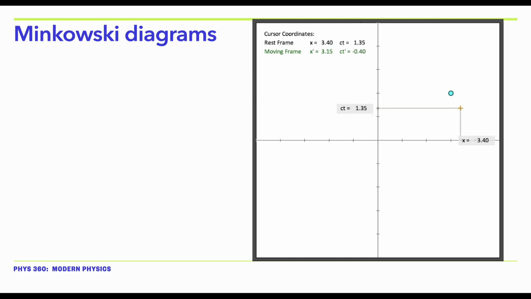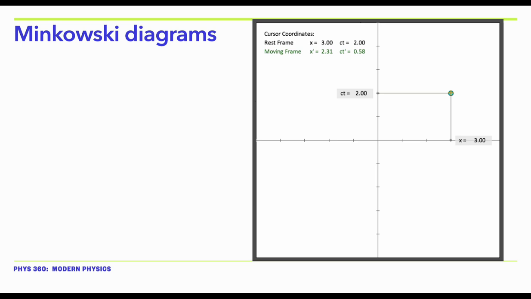Okay, so now let's animate some of this stuff to put it in motion and see what it looks like. So let's locate a point in the unprimed frame with coordinates 3, 2. So there's the point. And you can read off the values along the x and CT axes like that.